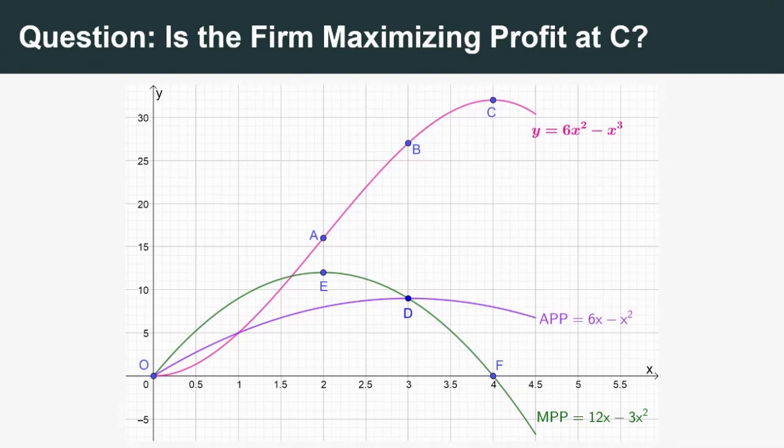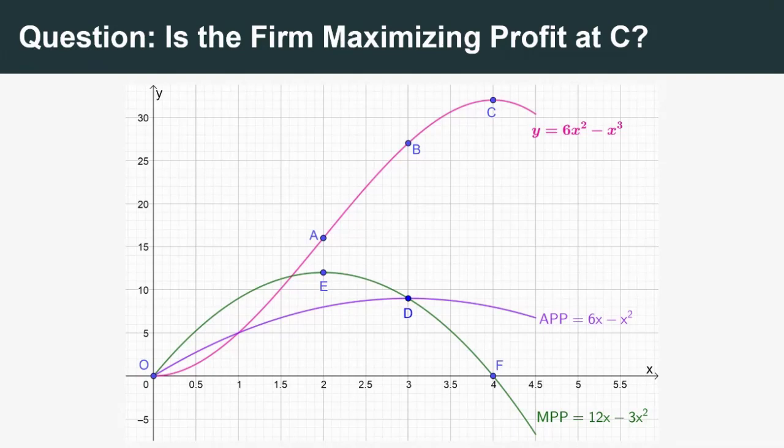Before I teach you how to find the maximum profit, let me actually ask you a question first. Is the firm maximizing profit at point C? At this point, you should have already seen this graph multiple times. Point C is where TPP reaches its maximum value, and the MPP, which is the slope of TPP, is 0 at that point. So imagine this is the case for the canola yield contest.